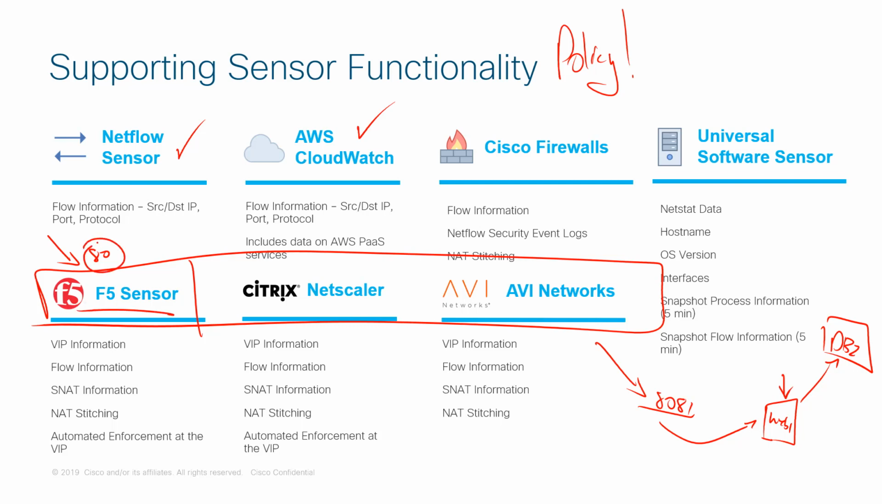So I can say only allow port 80 in on this load balancer, and then only allow port 8081 out going to this web server. Simultaneously, if I had a firewall in the middle, I could also push policy out to that firewall if I wanted to have an extra level of security, while simultaneously pushing that policy to that web server so that I have multiple different layers of security within that application.